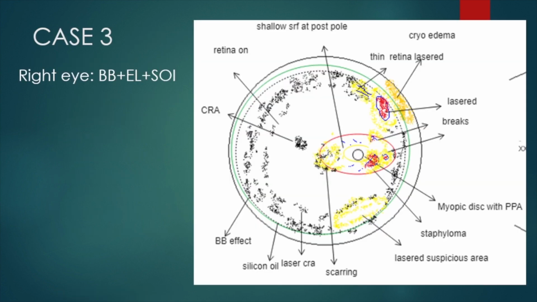Now the third case which we saw, the patient we had taken up for resurgery. He had undergone belt buckle, endolaser and silicone oil injection. Now the breaks are well lasered, both the breaks. The silicone oil tamponade is given, and there is no subretinal fluid present.